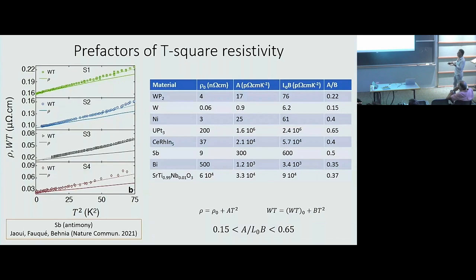can be 7 to less than 2. But the difference between UPt3 and, let's say, tungsten is 4 orders of magnitude. So the rough Wiedemann-Franz law holds. You know, you can take B and think about A.